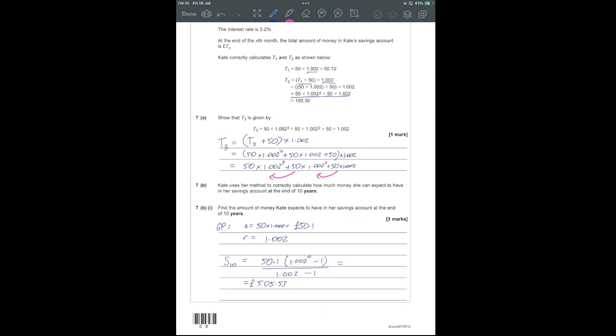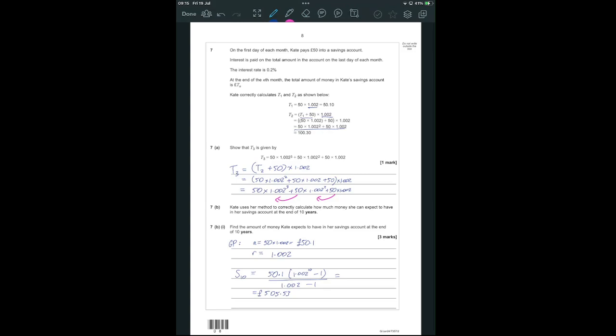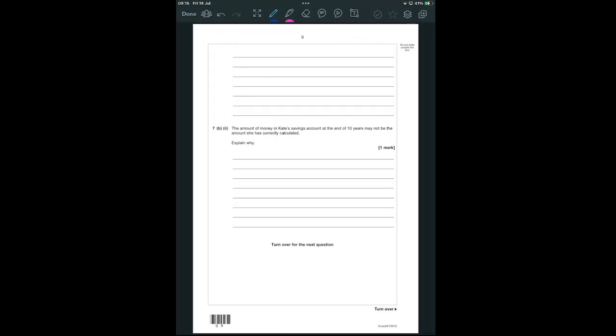Now, does that seem reasonable? Seems like we're being shafted a bit by the interest rate. In 10 months, I've put in £50 10 times, so I should expect at least 500, and I do have at least 500. The interest rate of 0.2% is incredibly low, so only getting an extra £5.50 seems reasonable. Maybe you can consider that unfair, but it is reasonable.